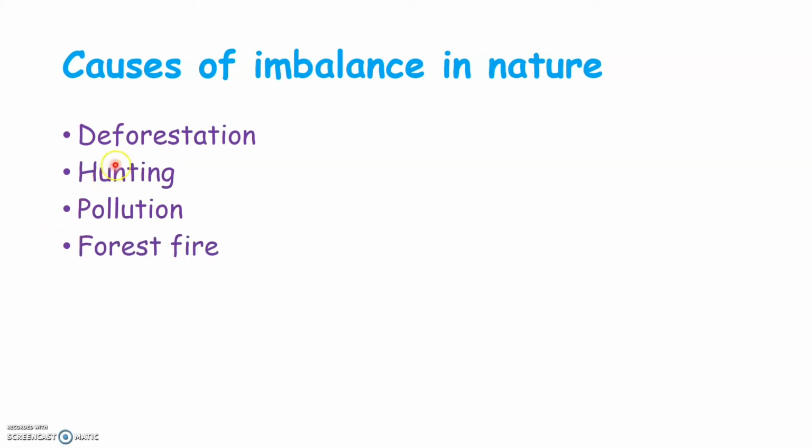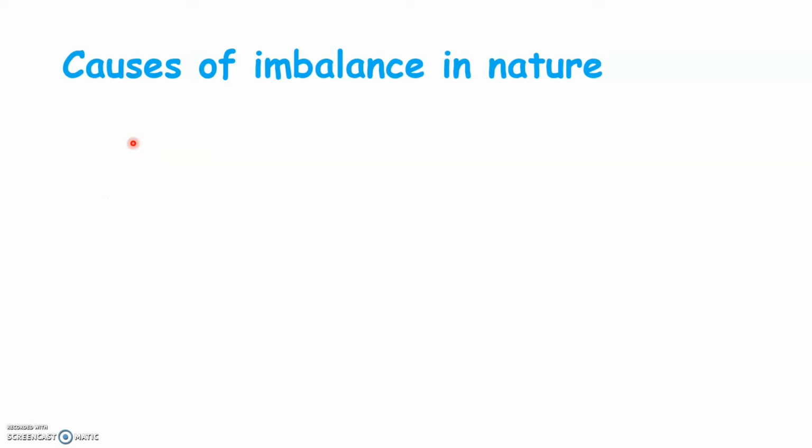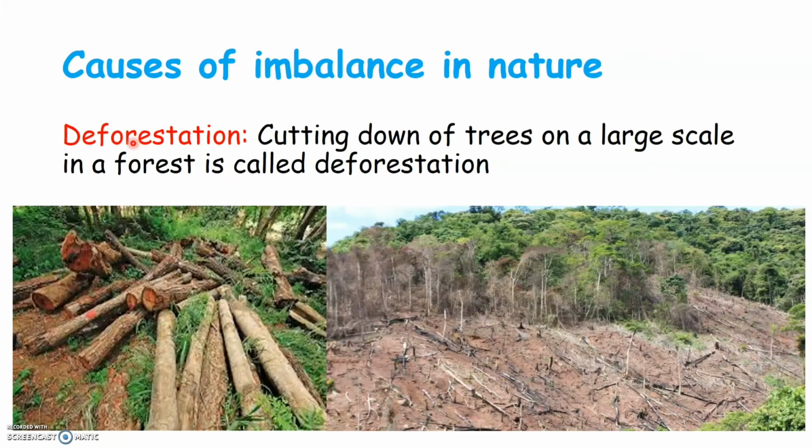Now let us see each of these causes of imbalance one by one. First, let us begin with deforestation. Now look at this picture here. What do you observe? Here we see that trees in a forest are cut down on a large scale. So this is nothing but deforestation, which means cutting down of trees on a large scale in a forest.